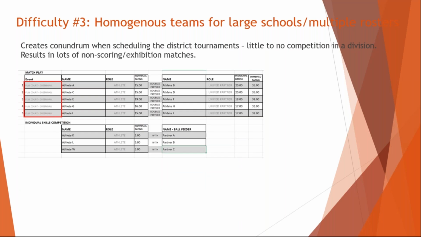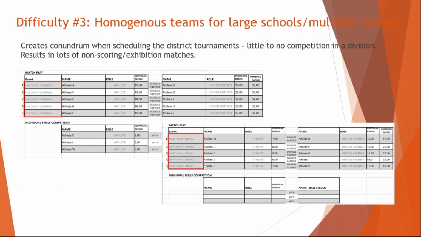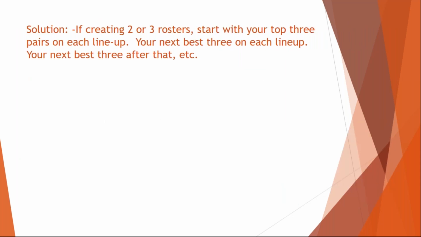So this is sometimes what it looks like. We'll have an entire team of green ball players and an entire team of red ball players. And in some cases, there are teams that are lucky enough to be able to fill out 3 full rosters, and maybe they'll have an entire team of orange ball.